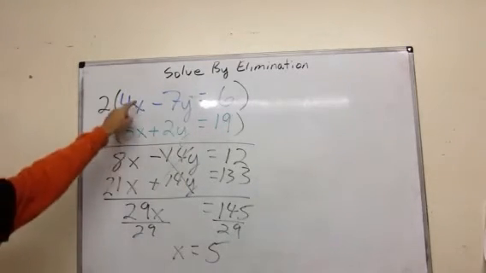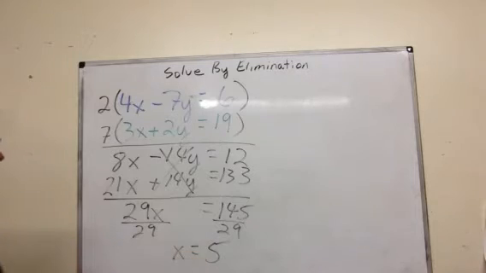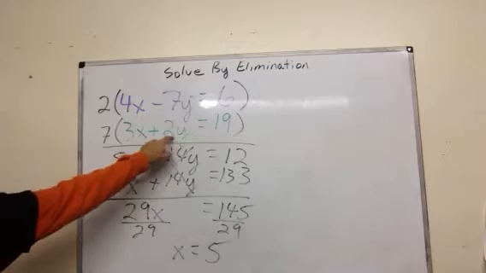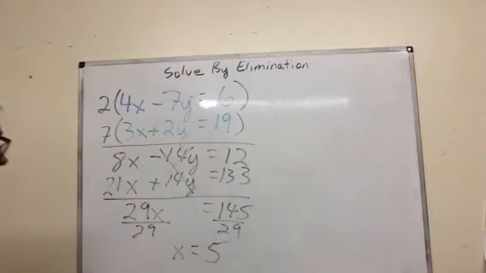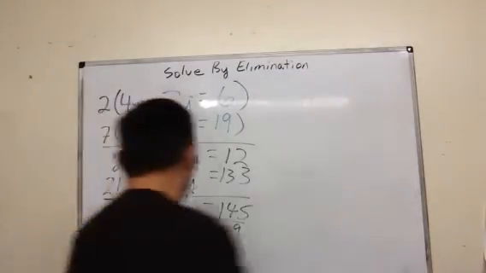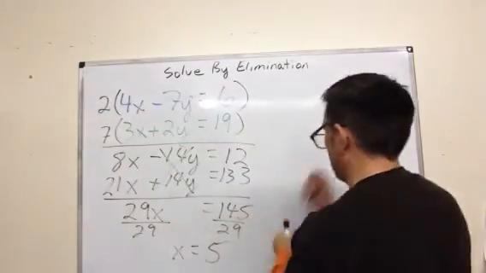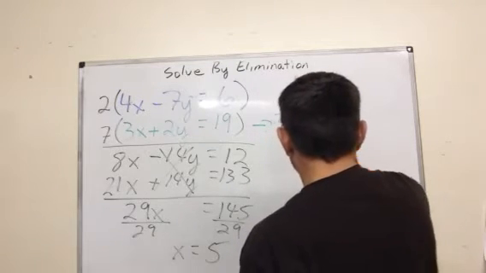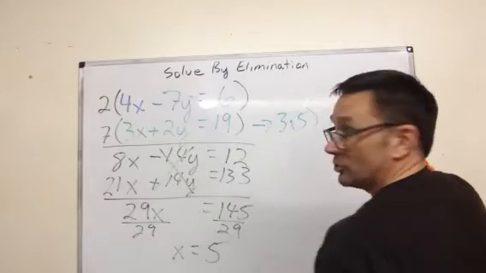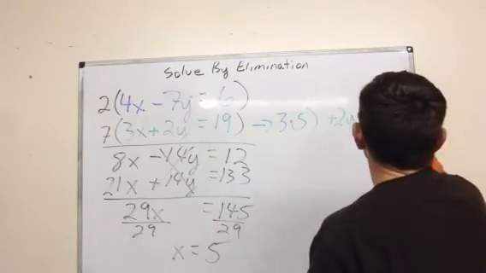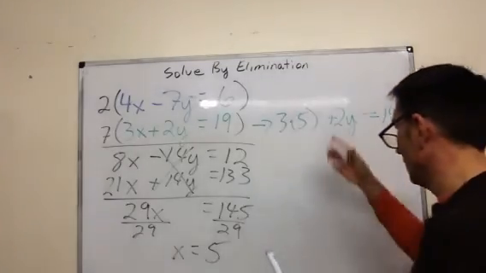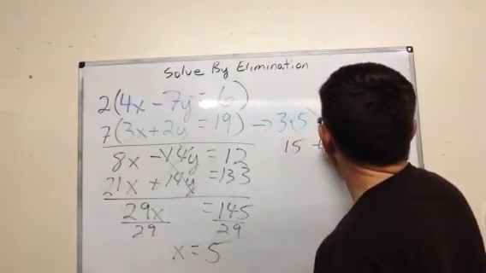So I can pick either of these two equations to plug the 5 in. I'm going to pick the green equation. All of these numbers are positive. You can pick the blue one if you want. I'm just choosing the green one. So as I plug the 5 in for x, I have 3 times 5 plus 2y equals 19. And I'm going to solve for this. 3 times 5 is 15.